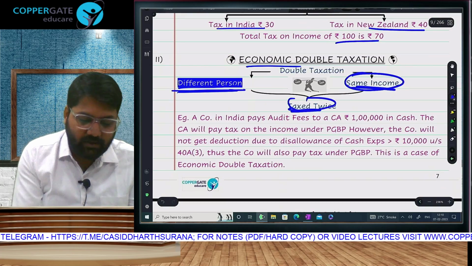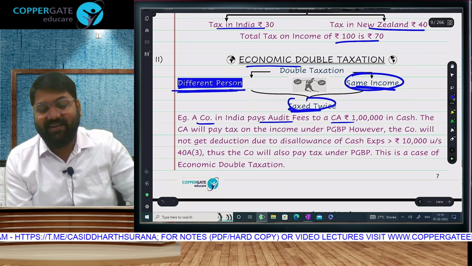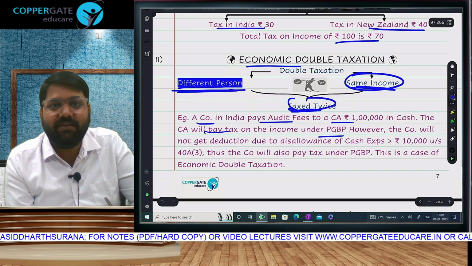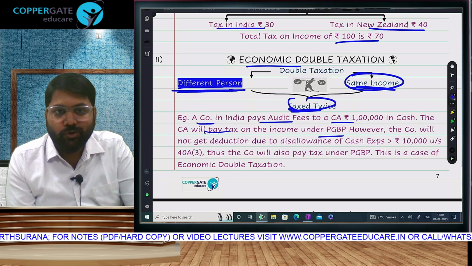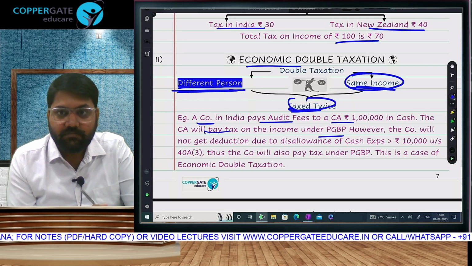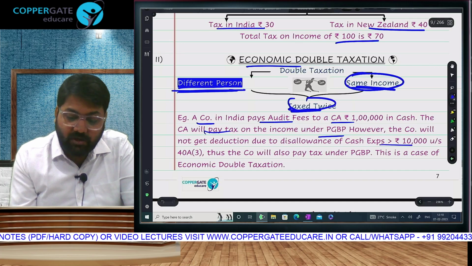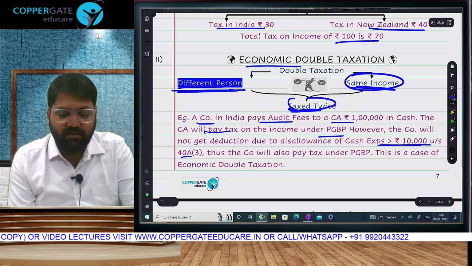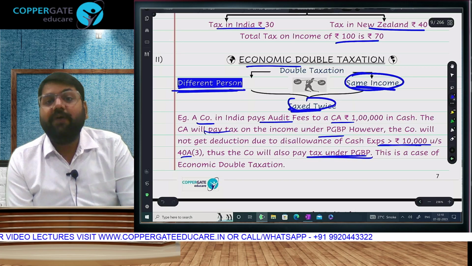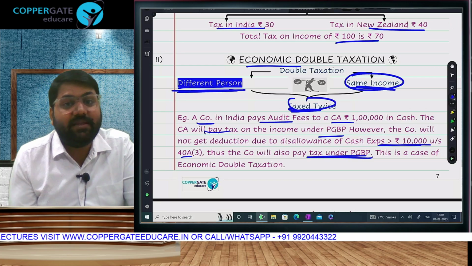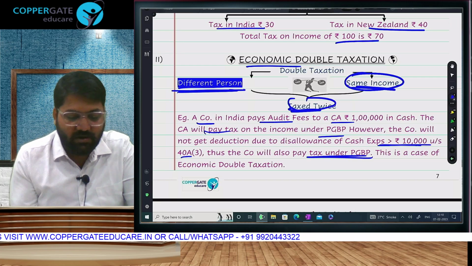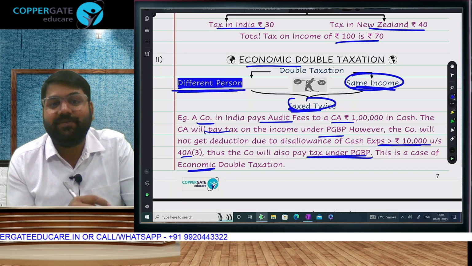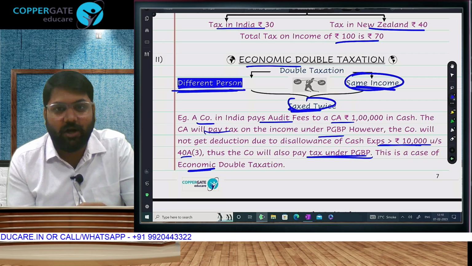To give you an example, a company in India pays audit fees to a CA, 1 lakh in cash. The CA will pay tax under PGBP. You have to declare 1 lakh irrespective of which mode you have received. So can I say 1 lakh will be taxable for the CA? But the company will not get deduction because of the disallowance. Cash expenditure in excess of 10,000 is disallowed under section 40A. And thus the company will have to pay tax because the disallowed expense will get added back in the income. Under PGBP we add back, no? Then can I say CA and company both are paying tax on that 1 lakh? CA is paying tax, company is not getting deduction.